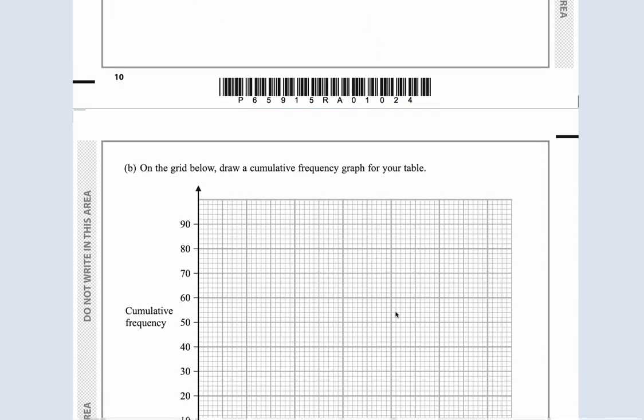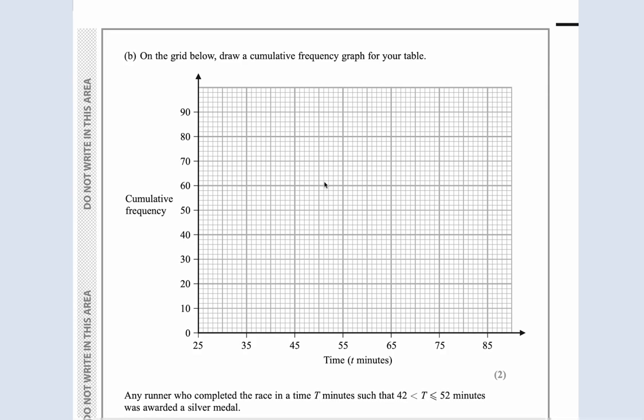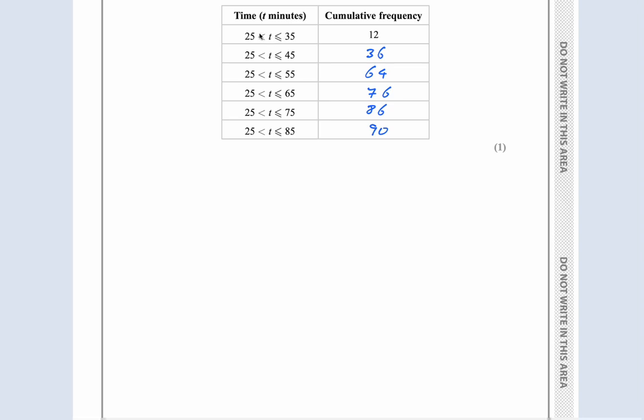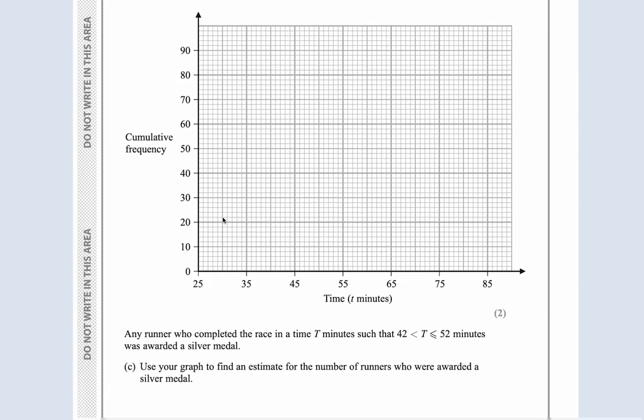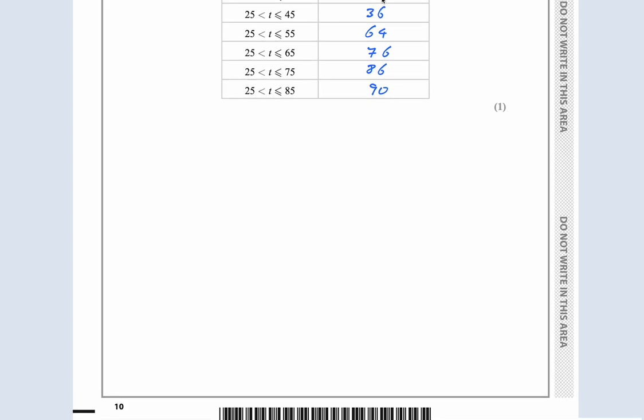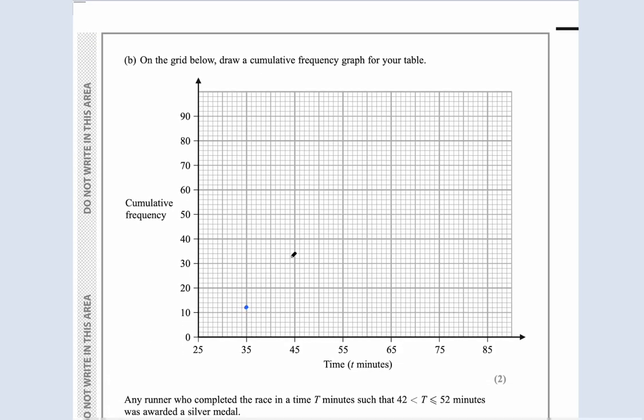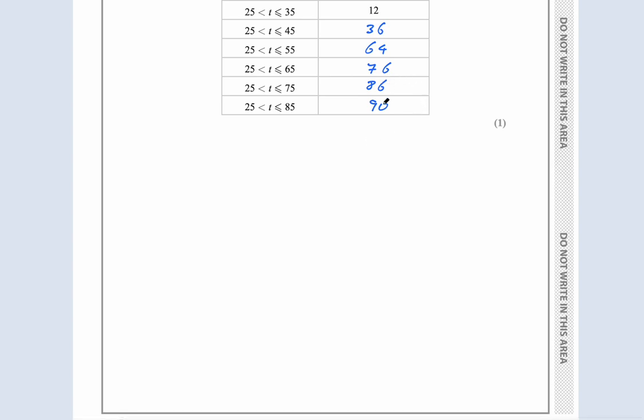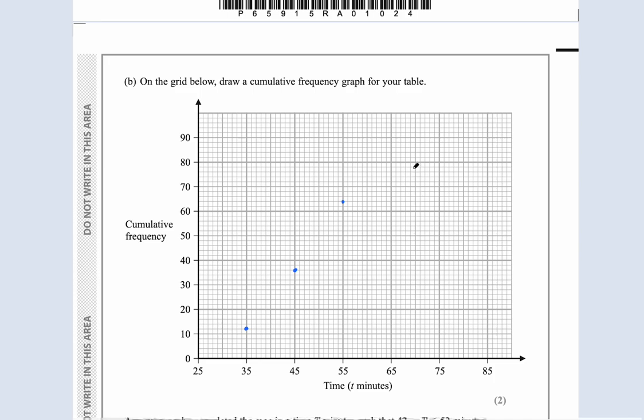That's our cumulative frequency table. Now, I'm guessing he's going to ask us to draw a cumulative frequency graph, right? So we have to use the table. I use the end point of the interval. So 35, 12. And these are nicely going up in twos. Then I have 45, 36, and 55, 64. Then 65, 76, 75, 86, and 85, 90.